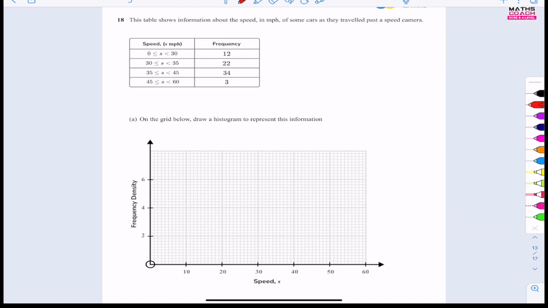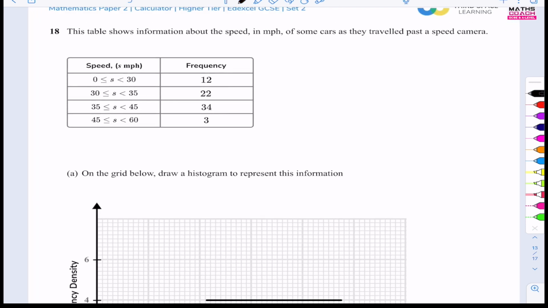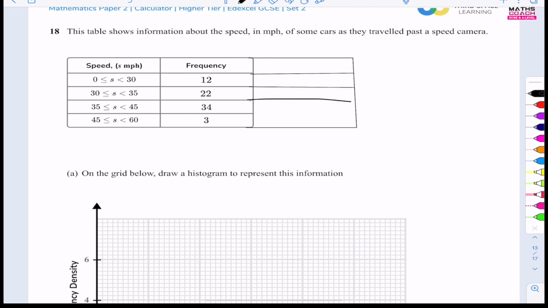Question 18. The table shows information about the speed in miles per hour of some cars as they traveled past a speed camera. Draw a histogram to represent this information. What do we need for our table? We need a frequency density column. All right, so let's go ahead and add that. So extend your table. There we go, that's our frequency density.